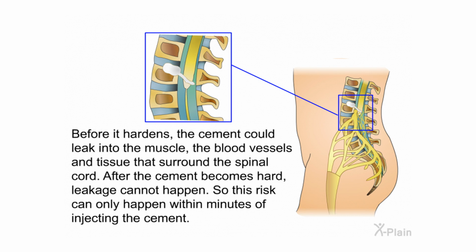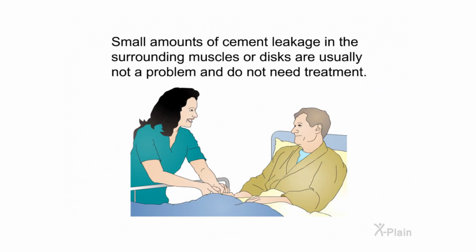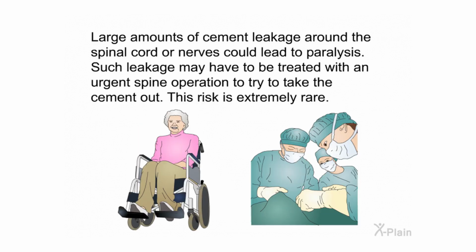Before it hardens, the cement could leak into the muscle, the blood vessels, and tissue that surround the spinal cord. After the cement becomes hard, leakage cannot happen, so this risk can only happen within minutes of injecting the cement. Small amounts of cement leakage in the surrounding muscles or discs are usually not a problem and do not need treatment. Large amounts of cement leakage around the spinal cord or nerves could lead to paralysis. Such leakage may have to be treated with an urgent spine operation to try to take the cement out. This risk is extremely rare.